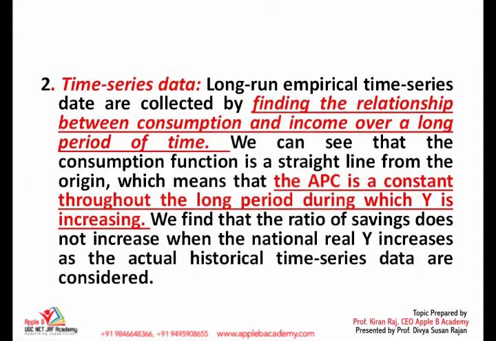With respect to the time series data, the long run empirical time series data that are collected by finding the relationship between consumption and income over a longer period of time, say 10 years, 5 years, we can see that the consumption function is a straight line from the origin, which means that the APC is constant. That is, we are looking at the consumption function C = bY, which passes through the origin. So APC is constant throughout the long run, during which Y is increasing. We find the ratio of savings does not increase when the national real Y or real income increases, as the actual historical time series data are considered.